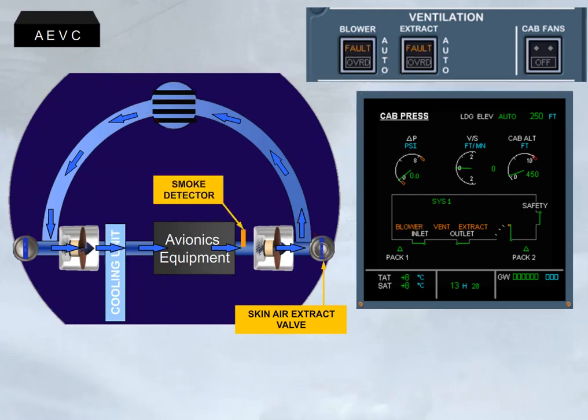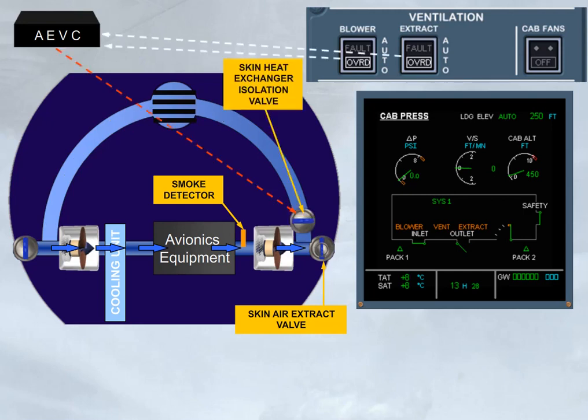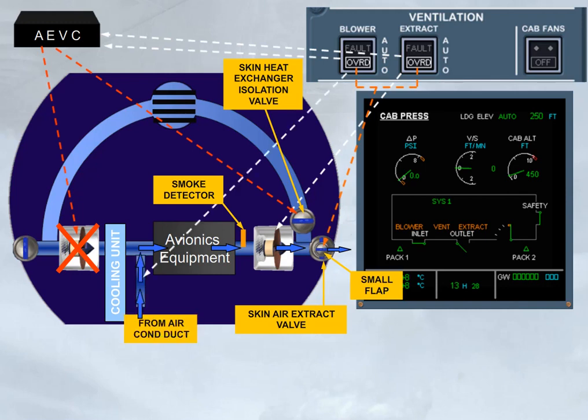In case of smoke detection, both fault lights come on. Setting both push-button switches to override allows the ventilation system to be reconfigured by isolating the skin heat exchanger through the closure of the skin exchanger isolation valve, by stopping the blower fan, by opening the small flap of the skin air extract valve, by transferring the control of the extract fan to the push-button switch, and by adding air from the air conditioning duct through an air conditioning inlet valve.